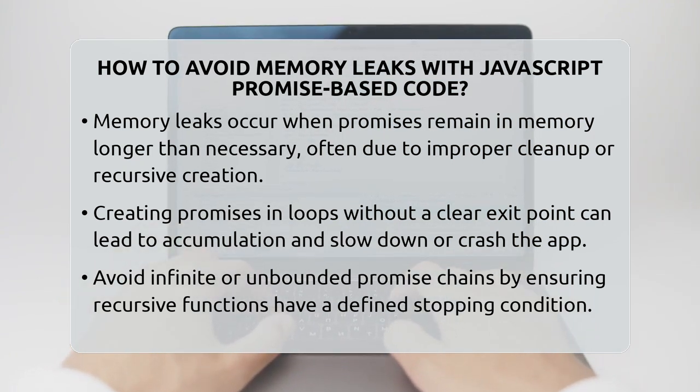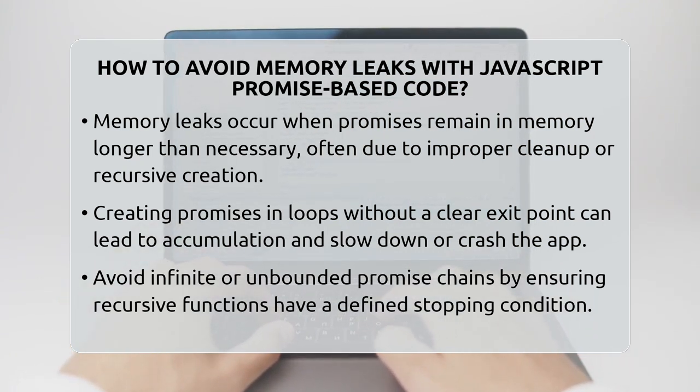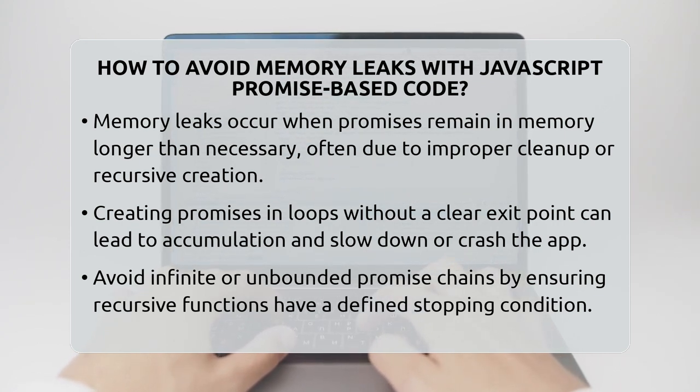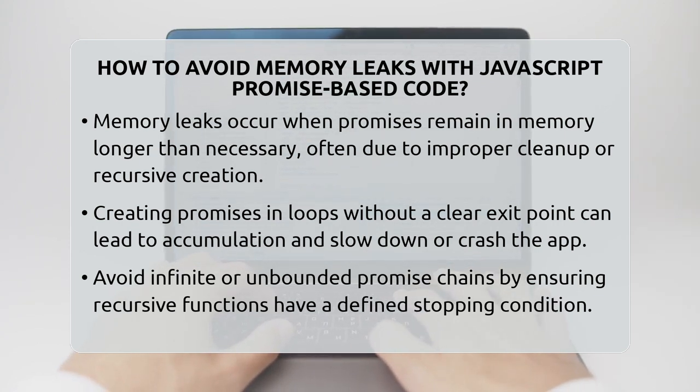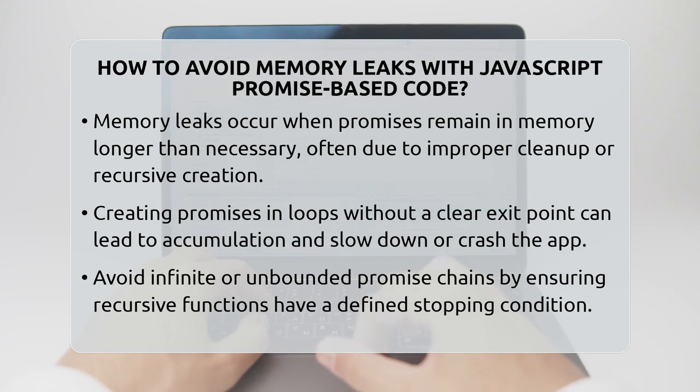Memory leaks happen when promises stay in memory longer than needed. This often occurs when promises are chained or created recursively without proper cleanup. For example, if you keep creating promises in a loop without a clear exit, they pile up. Over time, this can slow down or crash your app.